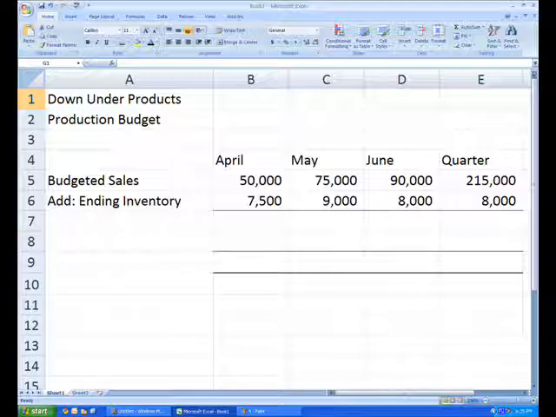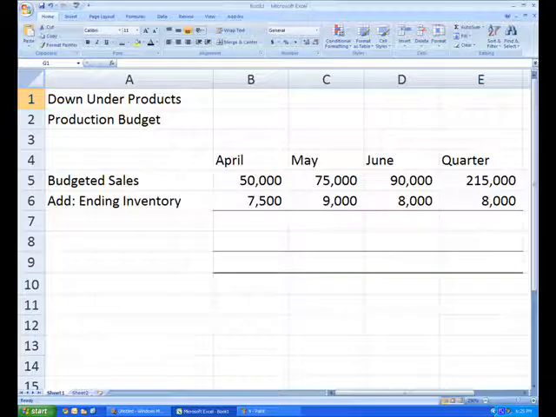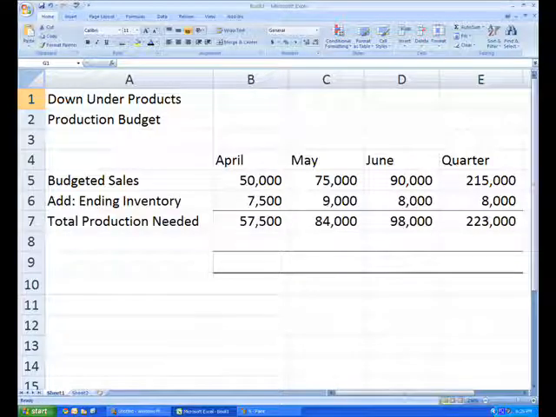Notice, don't add these numbers up just to get your total for the quarter. We're trying to get the desired ending inventory here. So, the desired ending inventory for the quarter is going to be the desired ending inventory for the last month in the quarter. In this case, June, 8,000 is going to be the desired ending inventory for the quarter. Move on down, next line, total production need is just going to be summing those top two lines up. Budgeted sales plus desired ending inventory gives us total production needed.